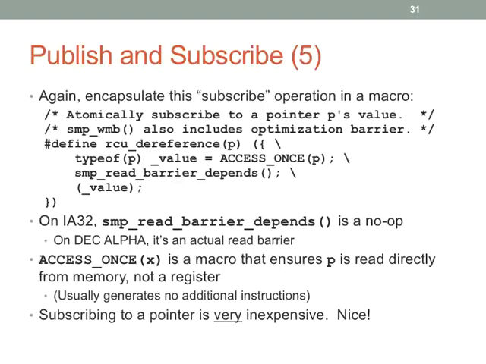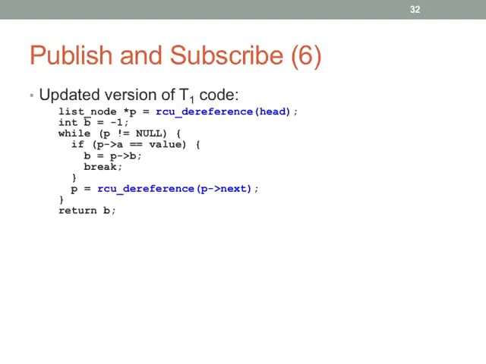So subscribing is cheap, and publishing is cheap. This is really looking nice. This is looking like a fantastic approach. So this is the updated version of our T1 code. We RCU dereference the head because, hey, we're subscribing to it. And then P equals RCU dereference P arrow next. And that's how we get to the next node. So far, this is looking pretty cool.